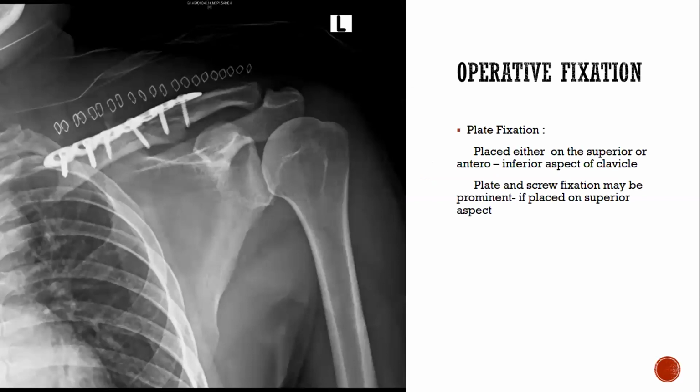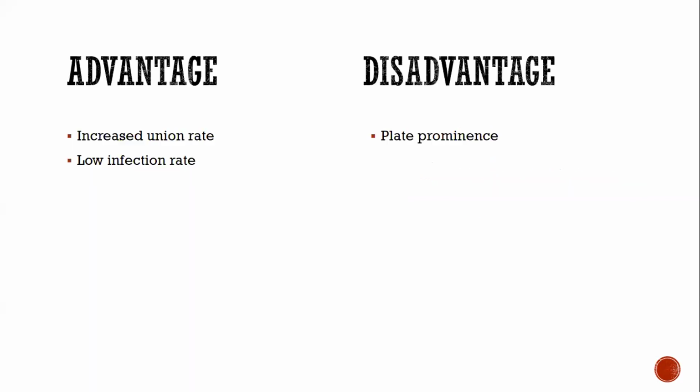Operative fixation with plate and screws. The plate is placed either superiorly or anteroinferiorly. The plate and screws will be prominent if the plate is placed in the superior aspect of the clavicle. Advantages are increased union rate and low infection rate. The disadvantage is plate prominence.